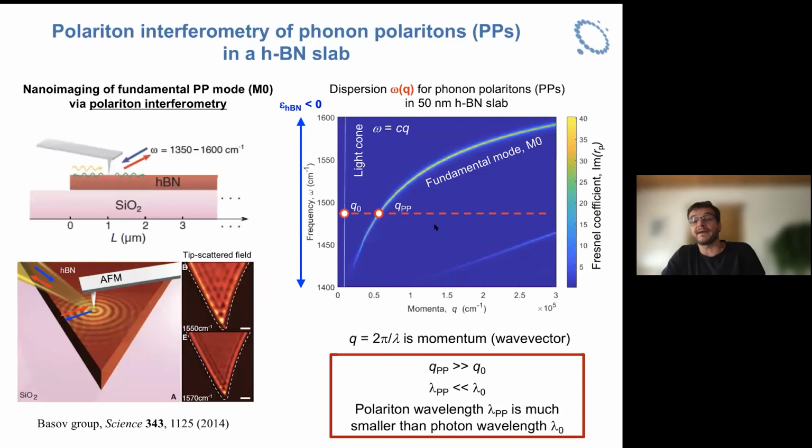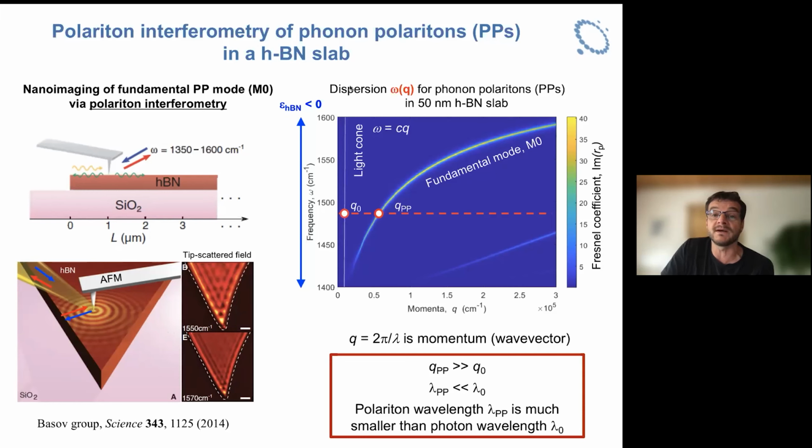So the first one who actually saw these phonon polaritons in hexagonal boron nitride was Dimitri Basov's group. They used exactly the same technique as I showed before for graphene. The only difference now is that we excite phonon polaritons rather than plasmon polaritons.